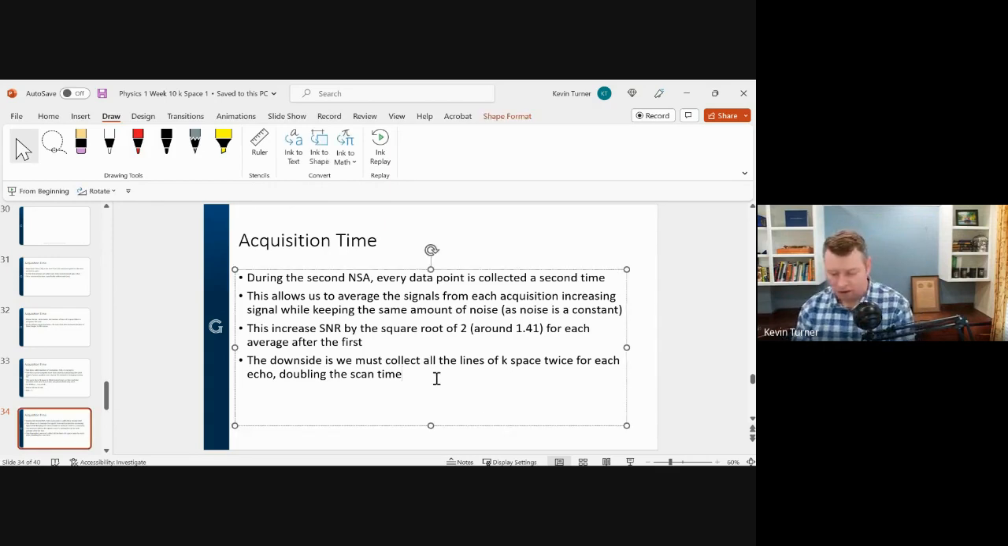So if I go from 1 NSA to 2 NSA, then I will double the scan time of the sequence, and I will increase SNR by, say, 141%. Right? I'll increase it by 41%. Right? It'll go from 100% to 141, or 1.0 to 1.41, depending on which manufacturer you're on, whether you use decimals or percentage.